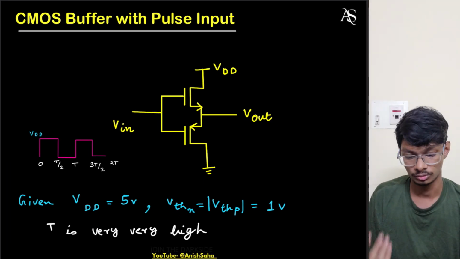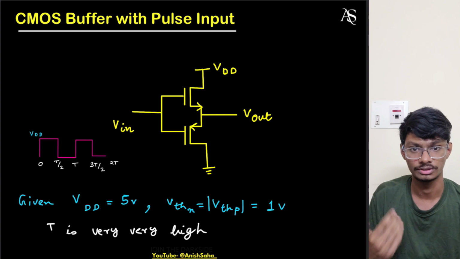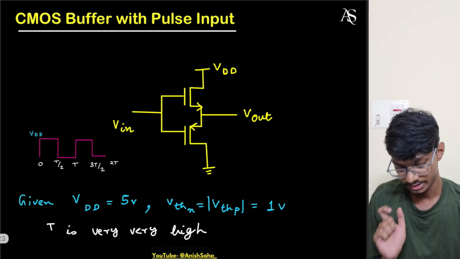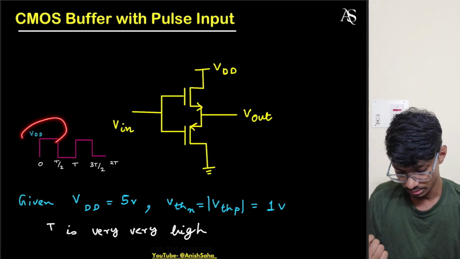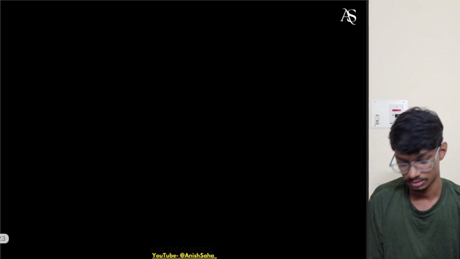Now let's do the first case, between 0 to T by 2, when the input is between 0 to T by 2. What is the input in that range? The input is VDD, that is 5 volts. So case 1.